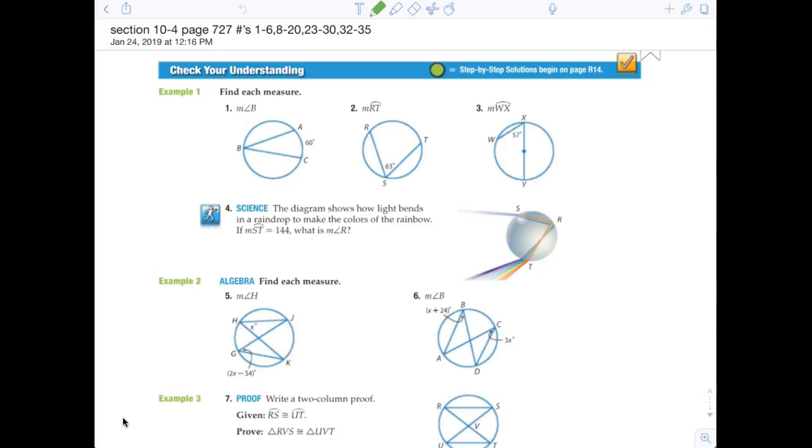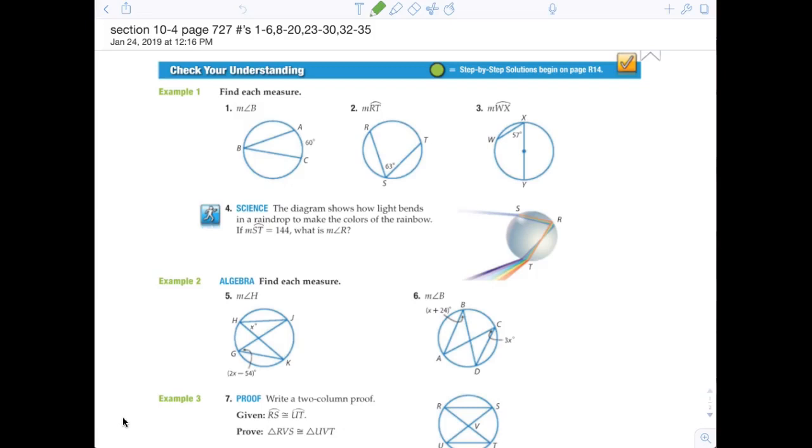All right. And again, this is kind of an important chapter because on the standardized test, there's geometry problems, and most of the geometry problems that come up have to deal with parallel lines and circles. Those are the two main topics. All right, so again, this is kind of important.